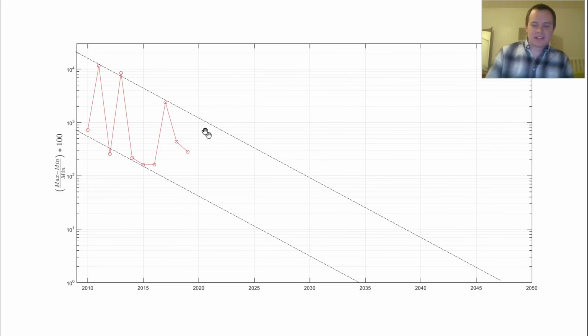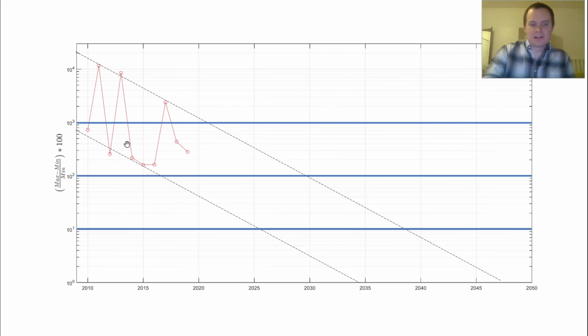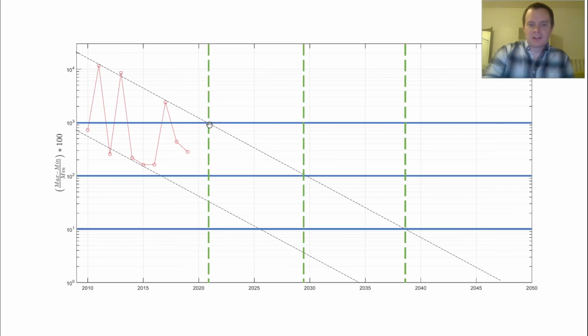So let's extend this here. So first, we're going to draw these three lines. So this would be corresponding to percent changes between a minimum and a maximum price in a given year. So this would be 1,000%, 100%, and 10%. Now, if we were to draw vertical lines showing when they cross our trend line, you can see that they would occur here, here, and here for the upper trend, and then here and here for the bottom trend.